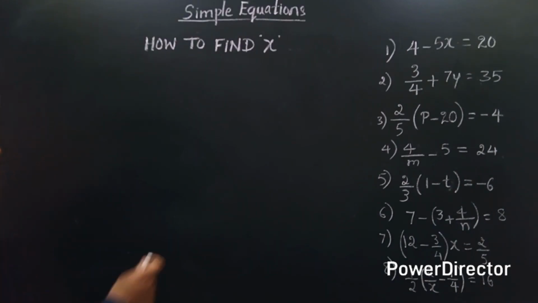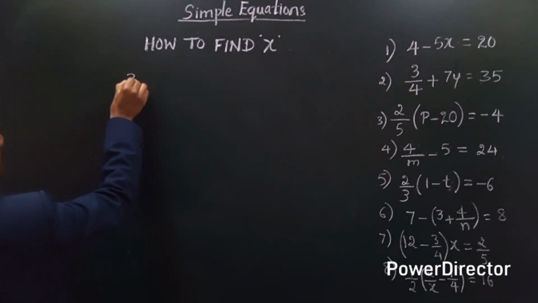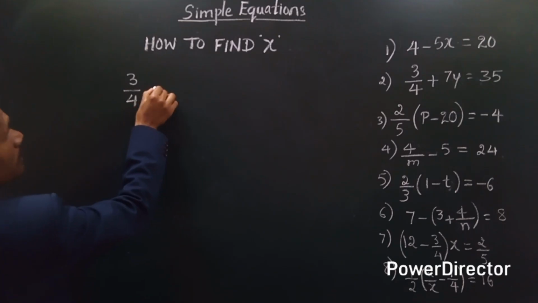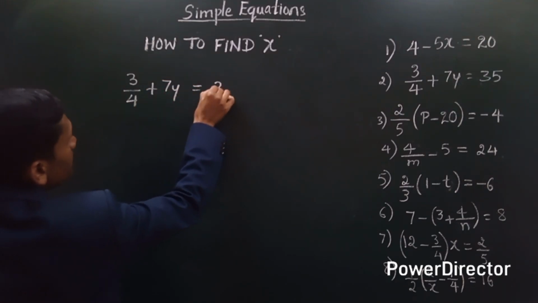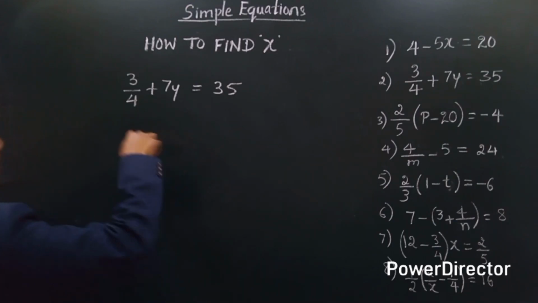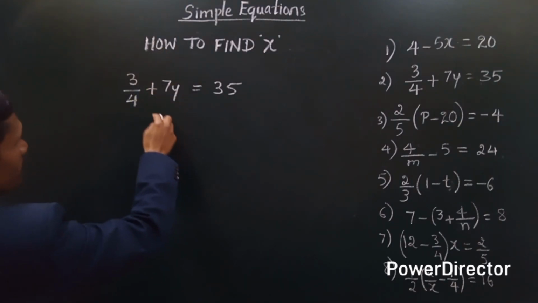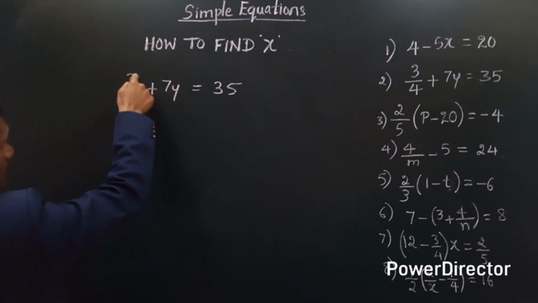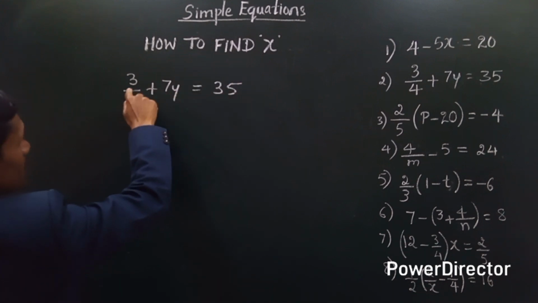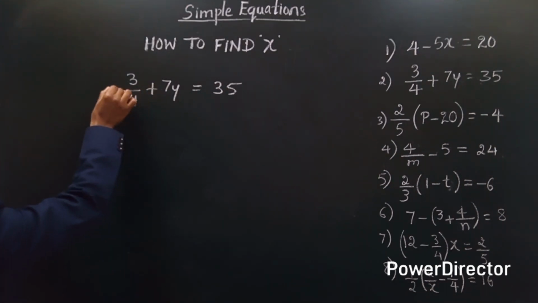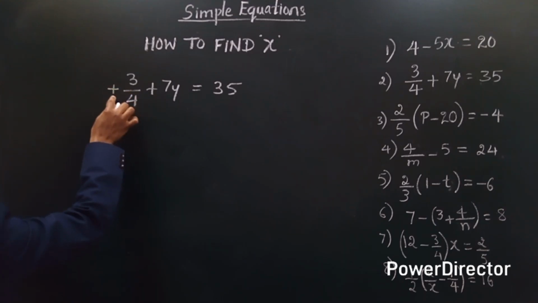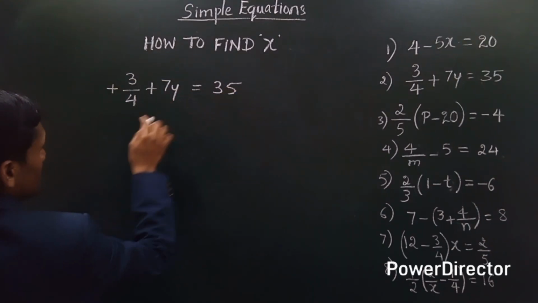Let us take the second equation. That is 3 by 4 plus 7y is equal to 35. Right? Now how to solve this one? First you need to change this to that side. Means you have to transpose 3 by 4 to the right side. While transposing, you need to keep in mind that this carries plus sign already. So only this can be transposed with a negative sign that side.